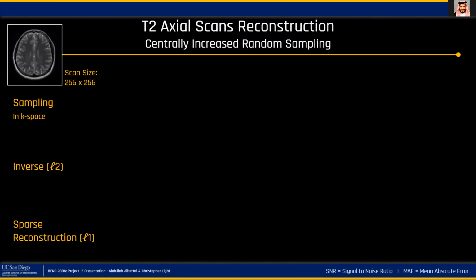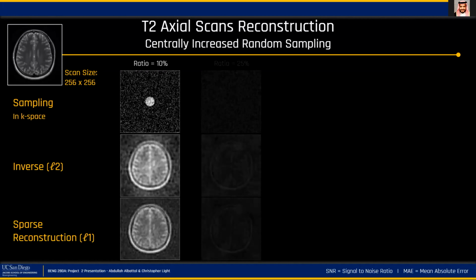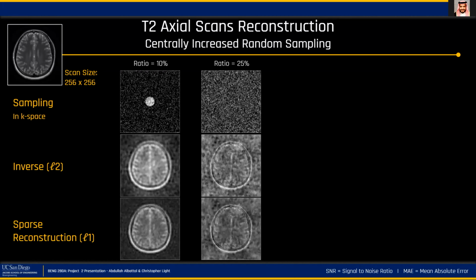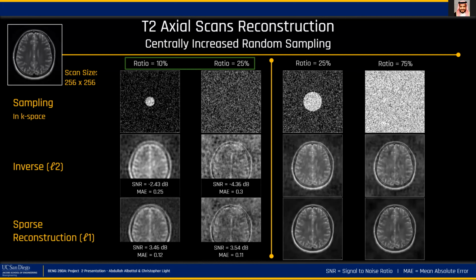reconstruction. If we go into high density sampling, largely random, you can see that even if we have only 10% of the data, it does better than 25%. If we have 25% of the data using that high density in the middle, it is as equivalent as acquiring 75% of the data.